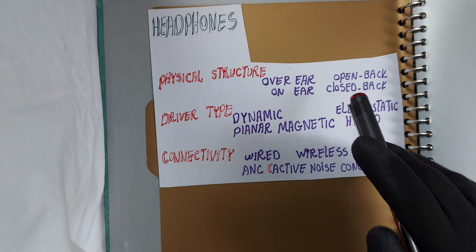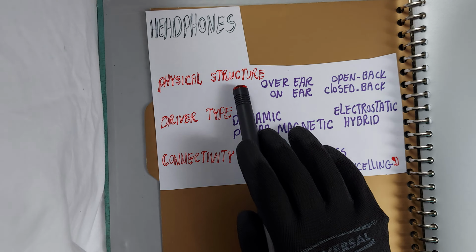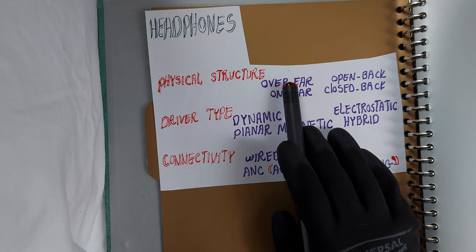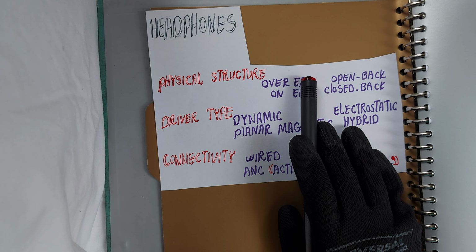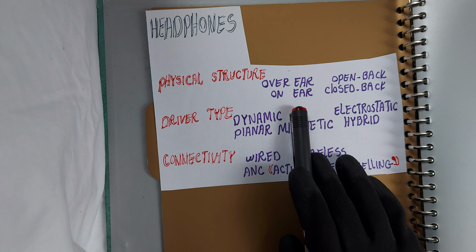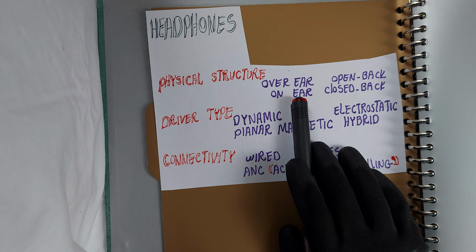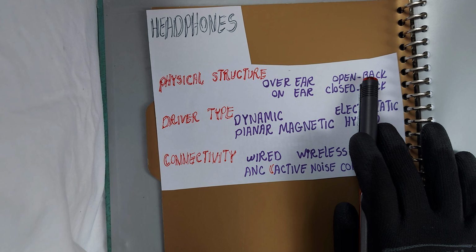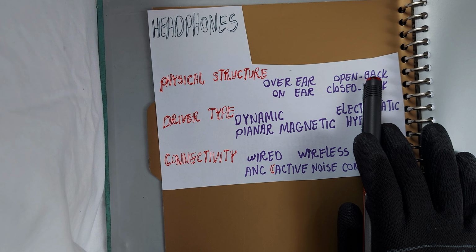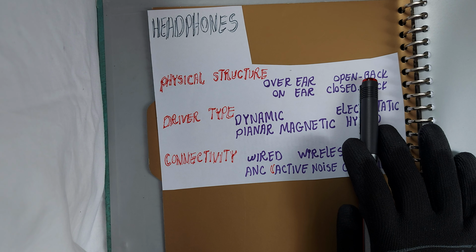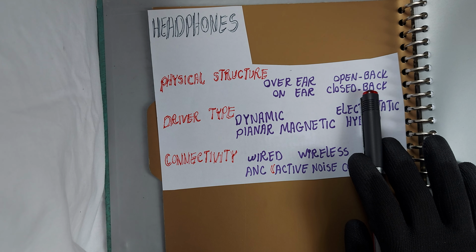Okay, I hope you see it. Yes, by physical structure, we have over-ear, which surrounds the entire ear like a soft cushion, with deeper bass and better isolation, ideal for home listening. Then we have on-ear, lighter and more compact but may leak sound. Then we have open back. The back is open for a natural sound, but everyone around can hear it. And closed back, sealed back, great for noisy environments like subways.